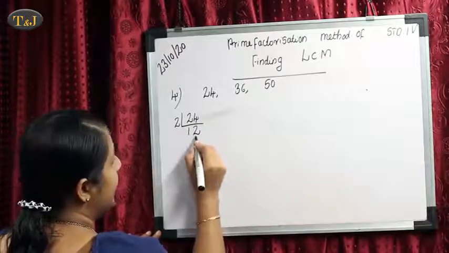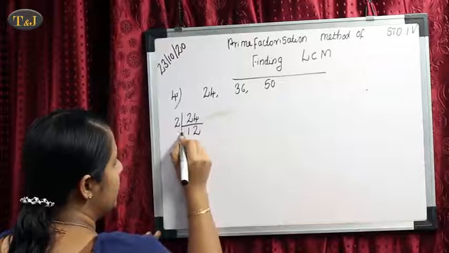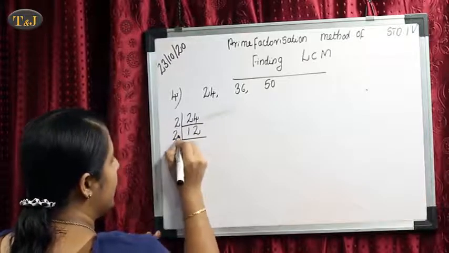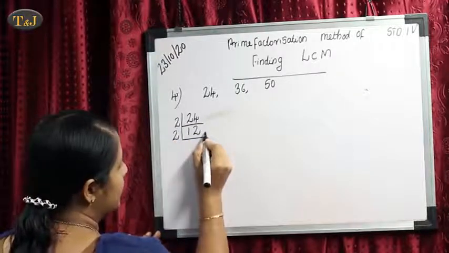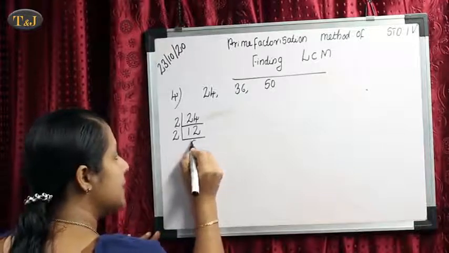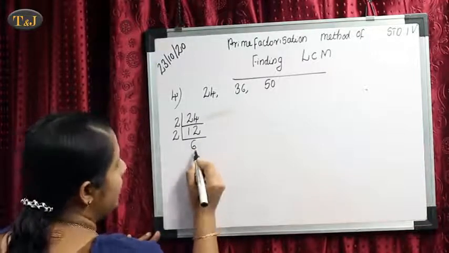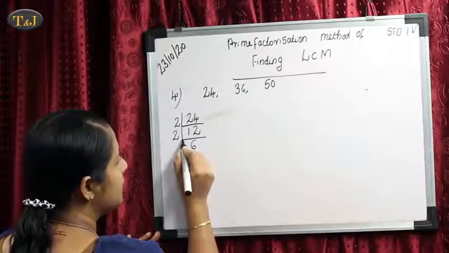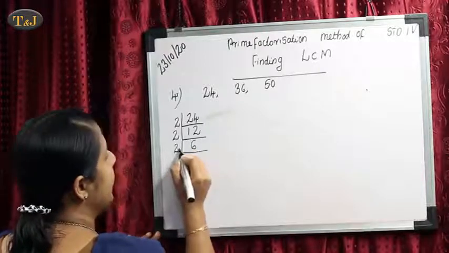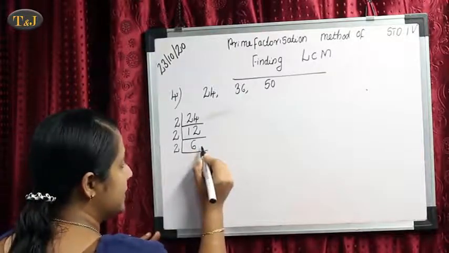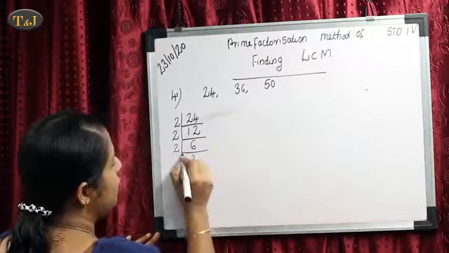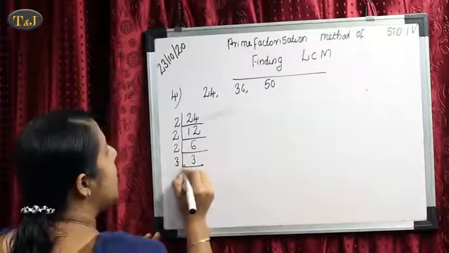Okay. Then again one's place value is 2, so it is divisible by the number 2. Then in 2's table we got the answer 12 as how many times? 6 times. Okay. Then again it is divisible by the number 2. In 2's table we got the number 6 as 3 times. The problem is over because 3 is a prime number.